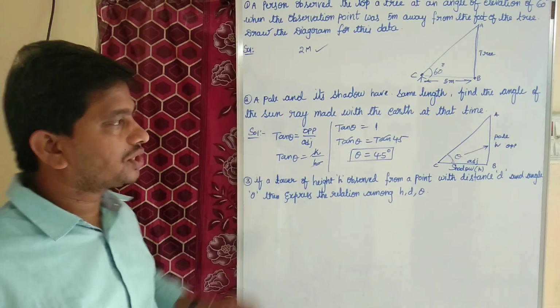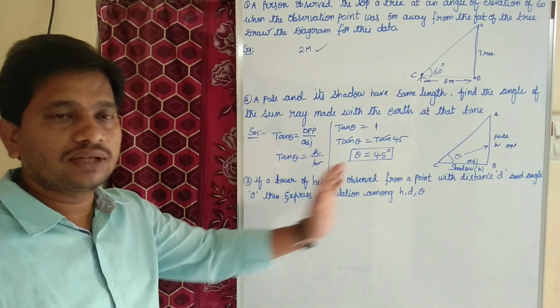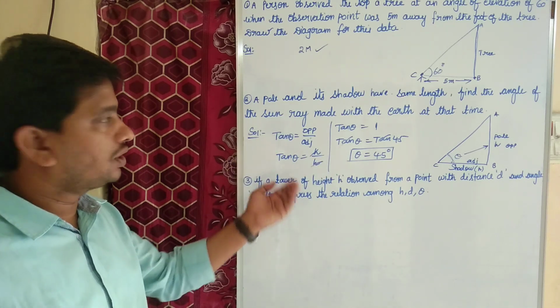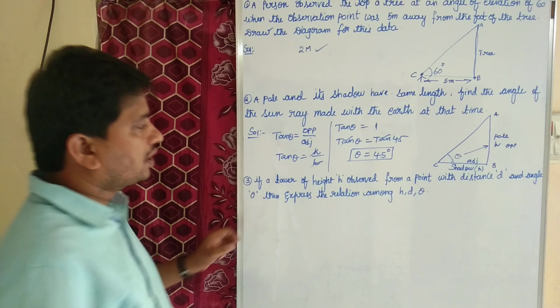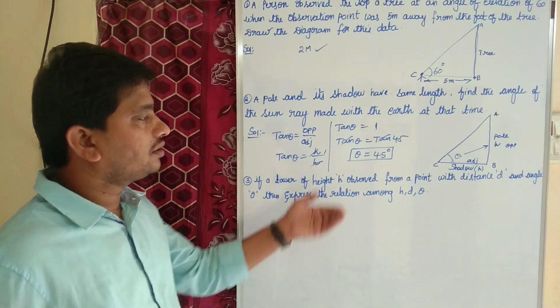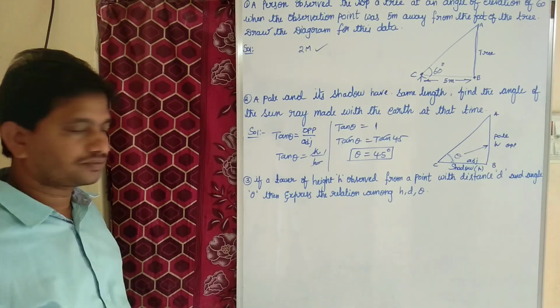Children, did you understand this question? Both pole and shadow are of the same length. Let the height of the pole be h, then the shadow length is also h only. That is the reason we wrote h. h gets cancelled. What will you get? 1. Tan which value is 1? Tan 45 value is 1. Therefore theta equals 45 degrees.